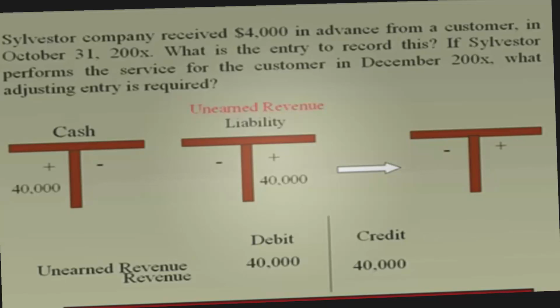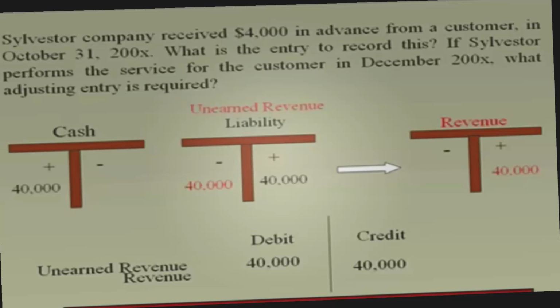In December, you performed the service. You did what you were supposed to do. So what happens? When you do something, when you provide a service, you get revenue. So revenue plus 40.